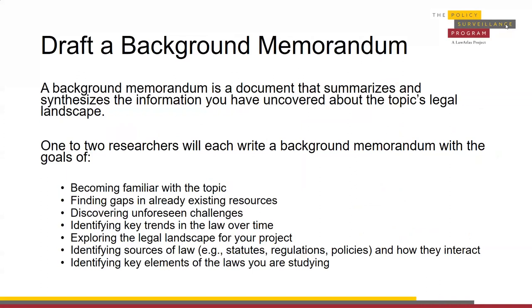Generally, as I mentioned before, we usually have teams of three for our policy surveillance projects. This is adaptable. You can have more, you can have fewer, though it'll be more difficult with fewer, especially with some of the quality control measures that we're going to be discussing. But the idea is that in an ideal research team with one supervisor and two researchers, one to two of the researchers will each write a background memorandum with the goal of becoming familiar with the topic, finding gaps in already existing resources, discovering unforeseen challenges related to that topic, identifying key trends in the law over time, exploring the legal landscape of the project, identifying the sources of the law, whether statutes, regulations, or policies, and how they interact with each other, as well as identifying key elements of the laws that we're studying.